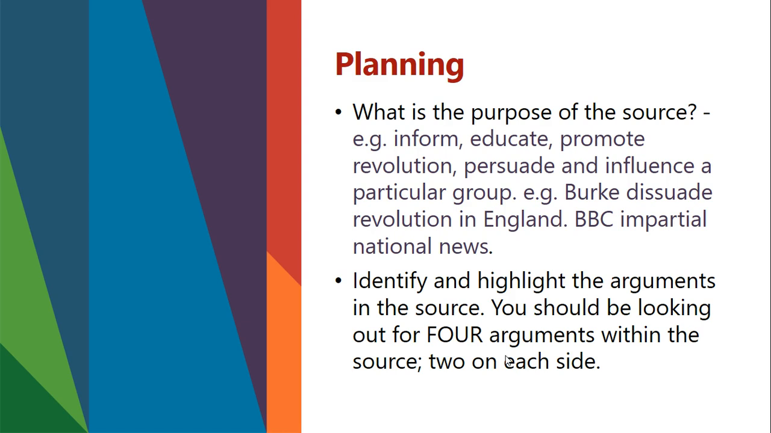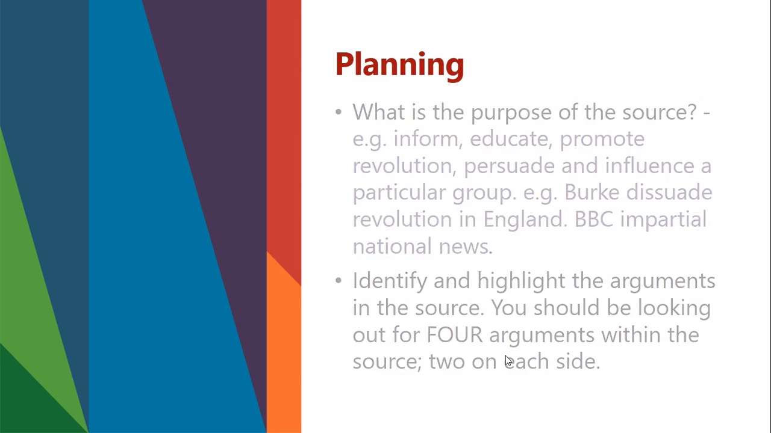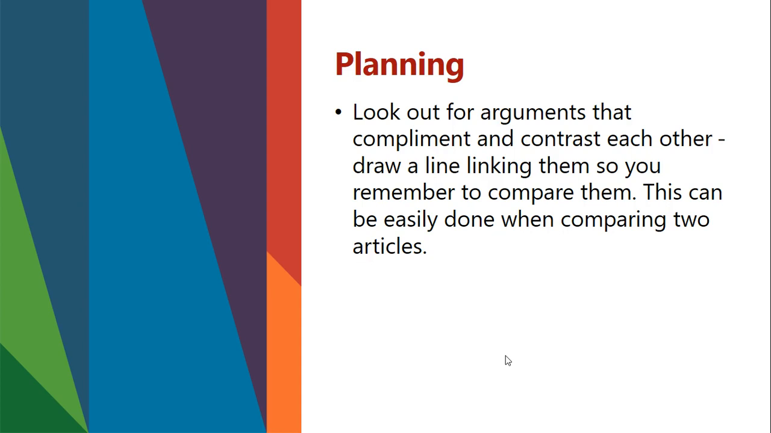So identify and highlight the argument in the source. You should be looking for 4 arguments within the source, 2 on each side. Look out for any arguments that complement and contrast each other. Draw a line linking them so you remember to compare them in your planning. This is on your annotation. And this can be easily done when you're comparing 2 articles, which makes it easier for you.